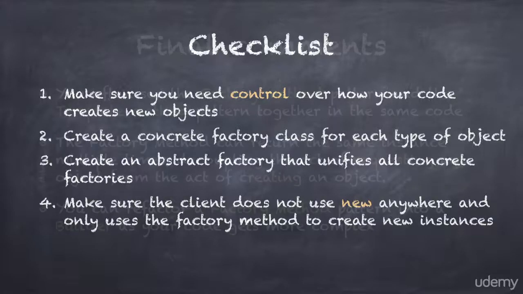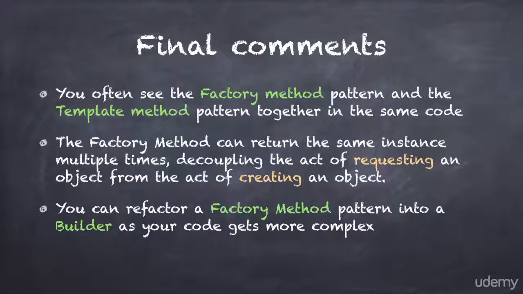And here are some final comments. In my example, the toy creator creates a toy by calling a sequence of methods, starting with an abstract createToy method. We call this a factory method pattern. However, if any of the other methods are also virtual or abstract, then we would call this a template method pattern. And in fact, you often see the factory method pattern and the template method pattern together in the same code.